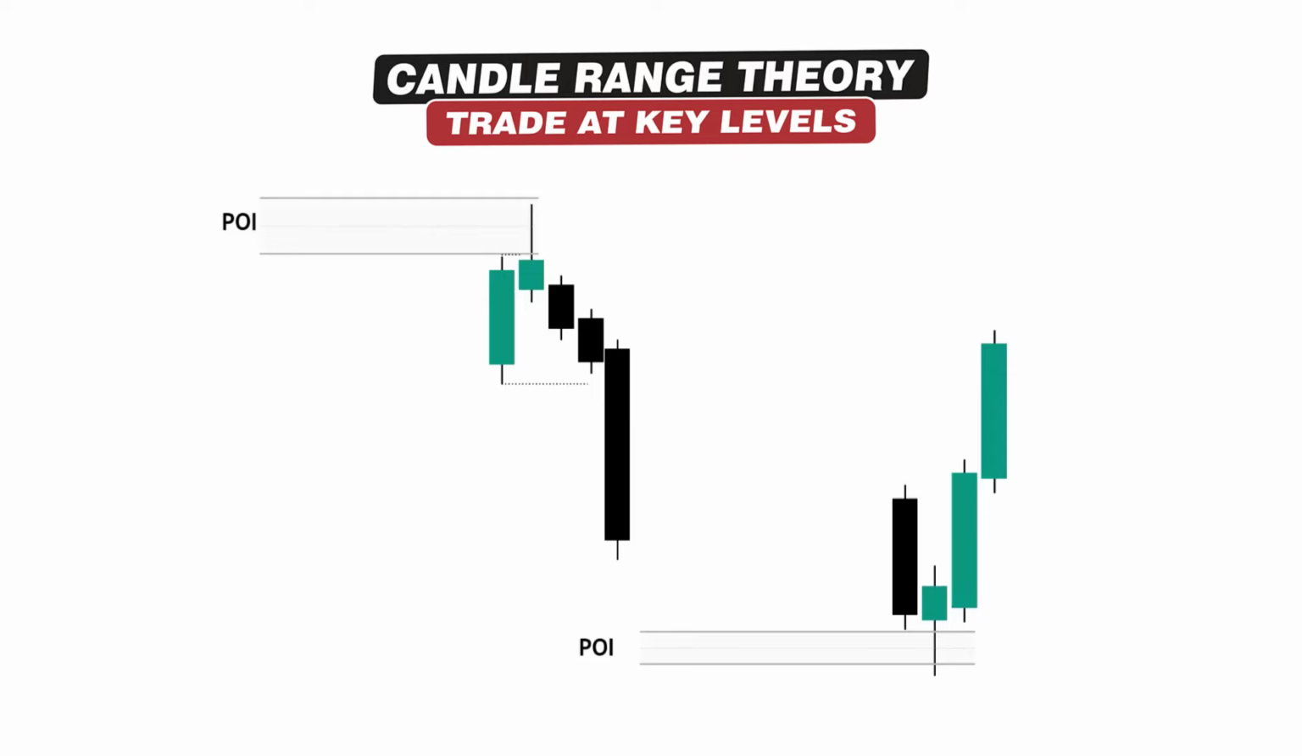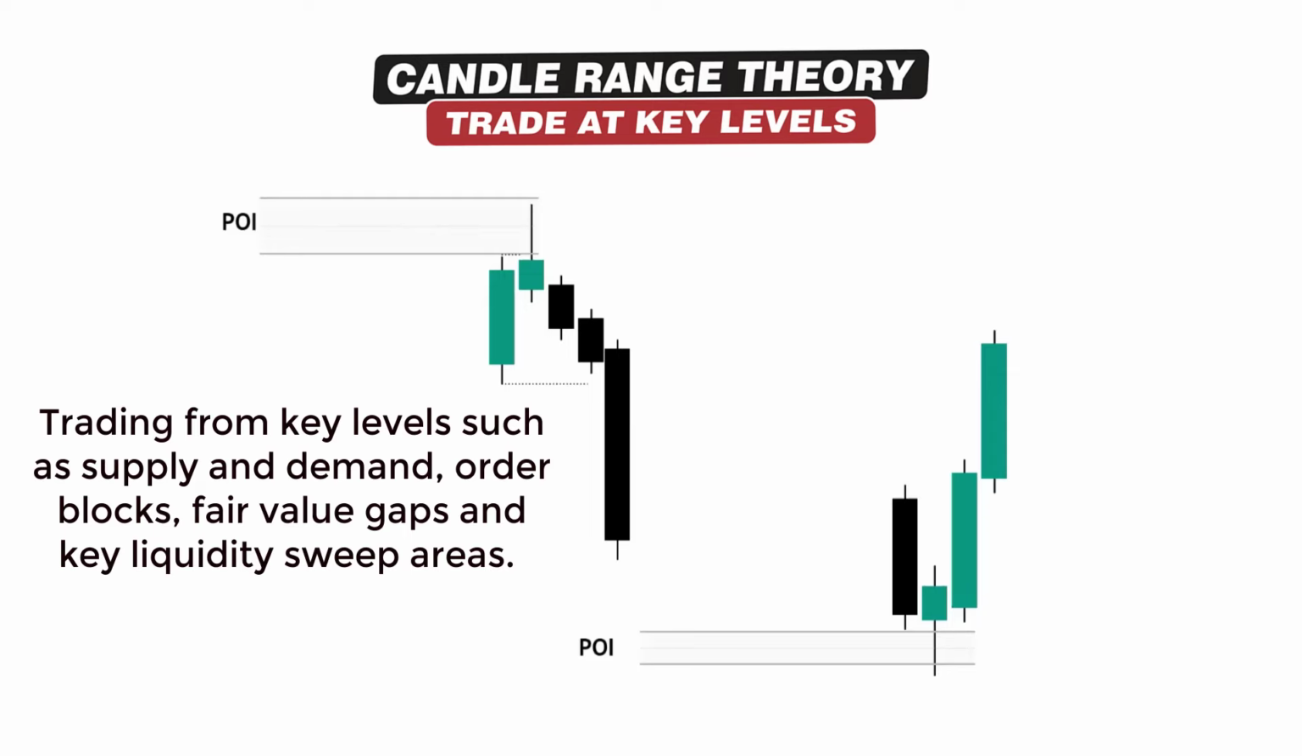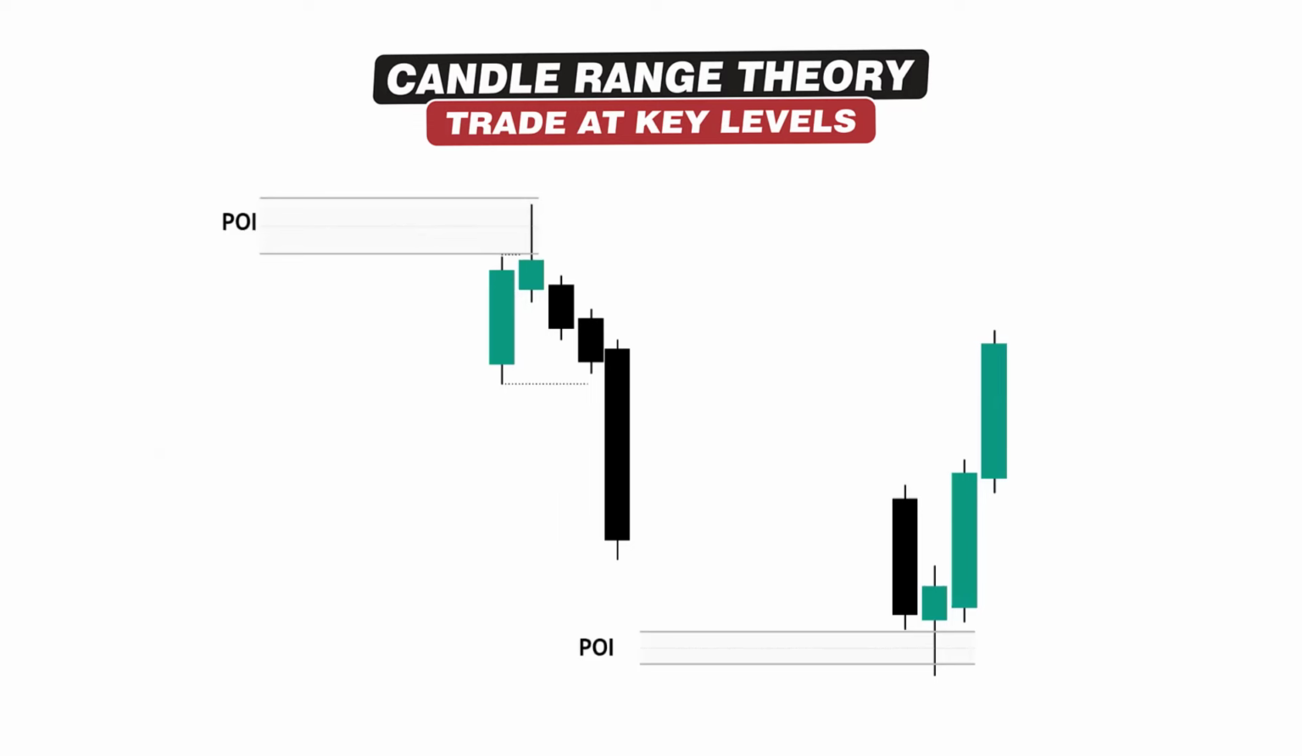Now, I equally went ahead and said that trading from key levels such as supply and demand areas, your order block, your fair value gaps, and trading from key liquidity areas, that's areas where price sweeps liquidity, is actually going to help your candle range theory pattern play out more effectively, and it's going to increase the probability of them playing out. So this is what we're going to cover for today.